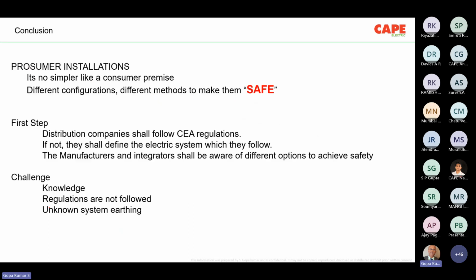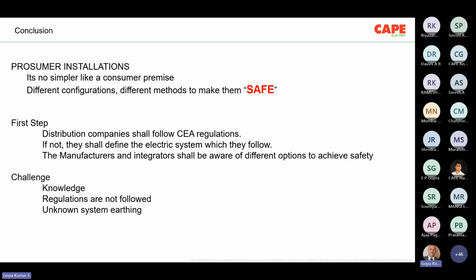The challenge here is the prosumer electrical installation. It's not simple like a consumer premise. In a prosumer premise, there are different configurations, and different methods are available to make them safe. As I said, if you want to operate in an unsafe situation, you don't need to bother about all these things. You can plug it in and work it, but the result will be accidents and fire.